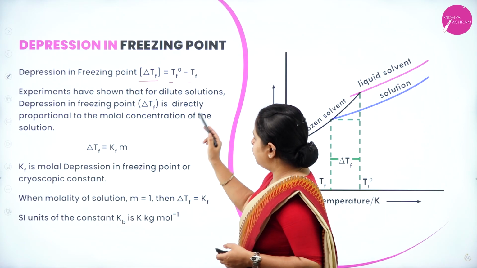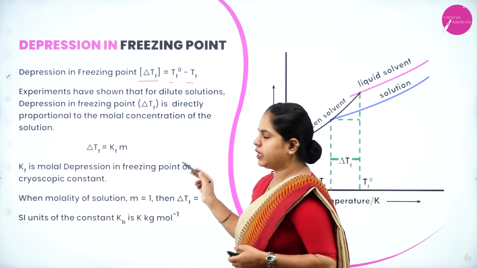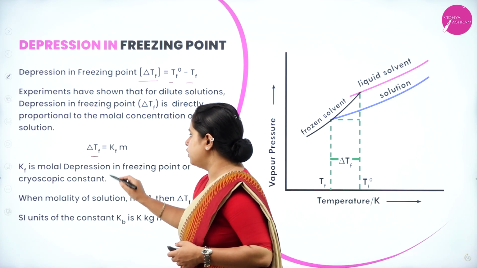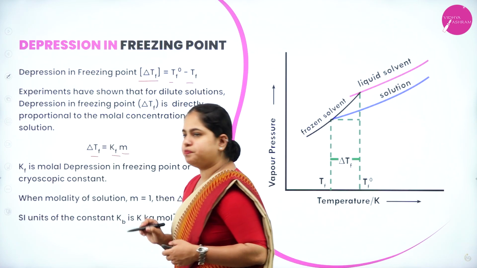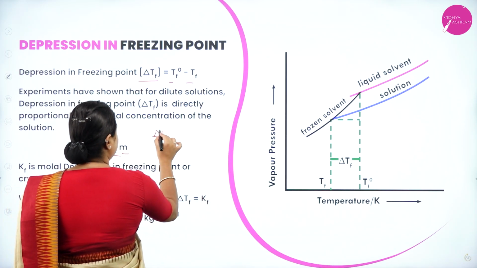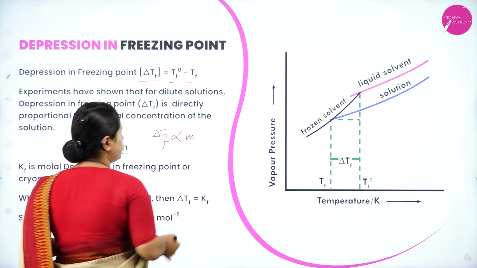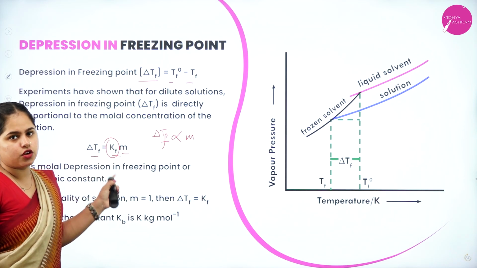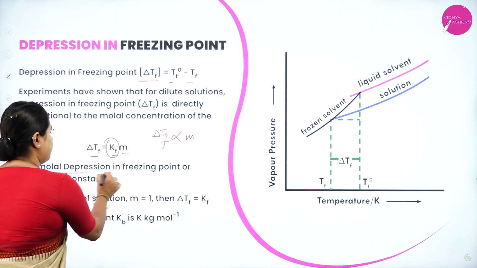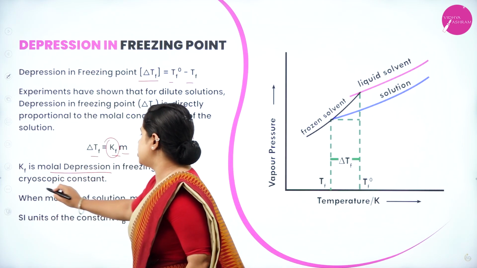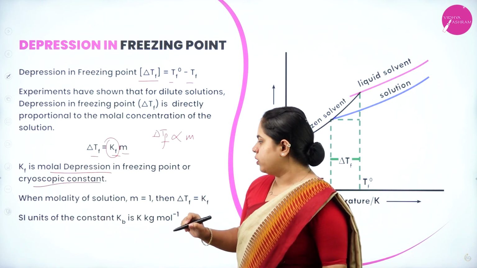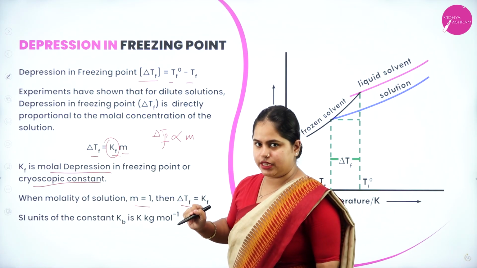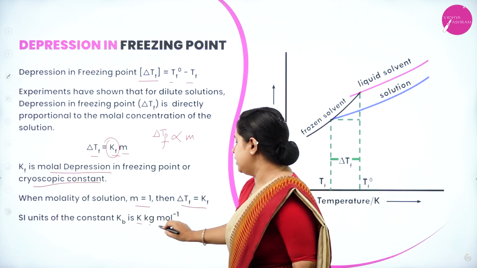Experiments have shown that for dilute solutions, depression in freezing point is directly proportional to the molality. Again, like in the case of elevation in boiling point. So you have delta Tf is equal to Kf into m. That is, here also the depression in freezing point is directly proportional to the molality. So to remove the proportionality, the constant we are introducing here is called Kf, and it is called the molar depression constant, or else it is called the cryoscopic constant. Okay, and when molality of the solution is 1, then delta Tf will be equal to Kf. From this equation itself we can say. Here also the unit is Kelvin kilogram per mole.